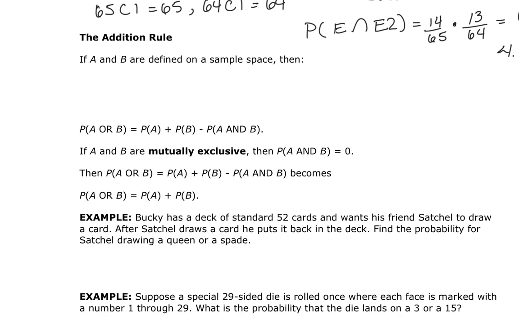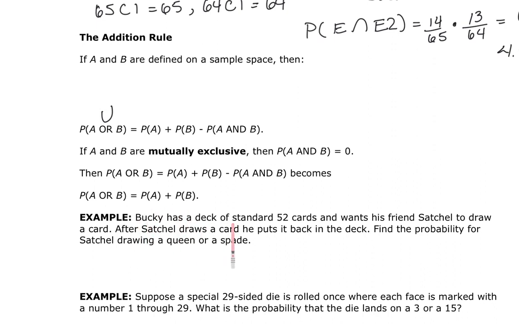Now let's talk about the addition rule. If A and B are defined on a sample space, then A or B, so A union B, just to give you that notation, is equal to the probability of A happening plus the probability of B happening minus the intersection of A and B happening. If A and B are mutually exclusive, then the intersection, or the AND statement, is 0. So if they're mutually exclusive, then the probability of A union B is just the probability of A happening and the probability of B happening added together.